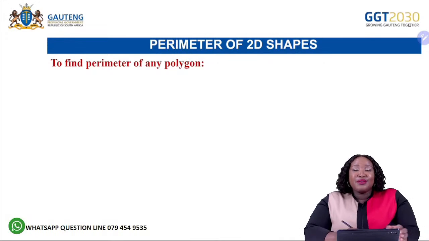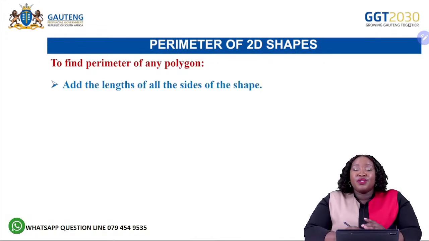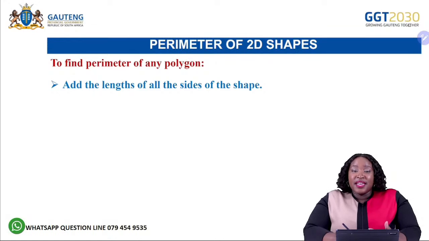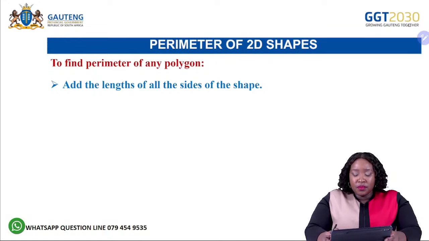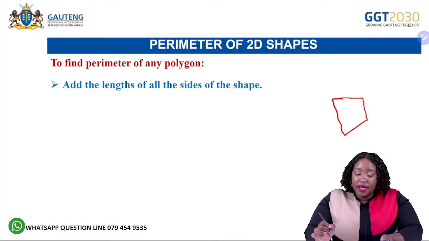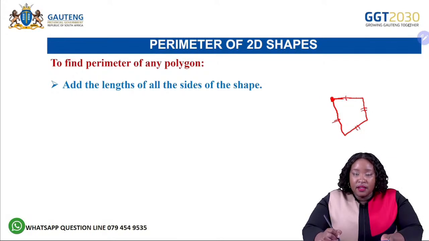All right. So to find the perimeter of any polygon, what you do is you add all the sides. Remember, perimeter is basically the distance around a shape, okay? So if we are given a shape like this one, it's just a skew shape, okay, like that. To get the perimeter, we'd have to add this length plus this length plus that length and that length, right? And then that would give us the perimeter.